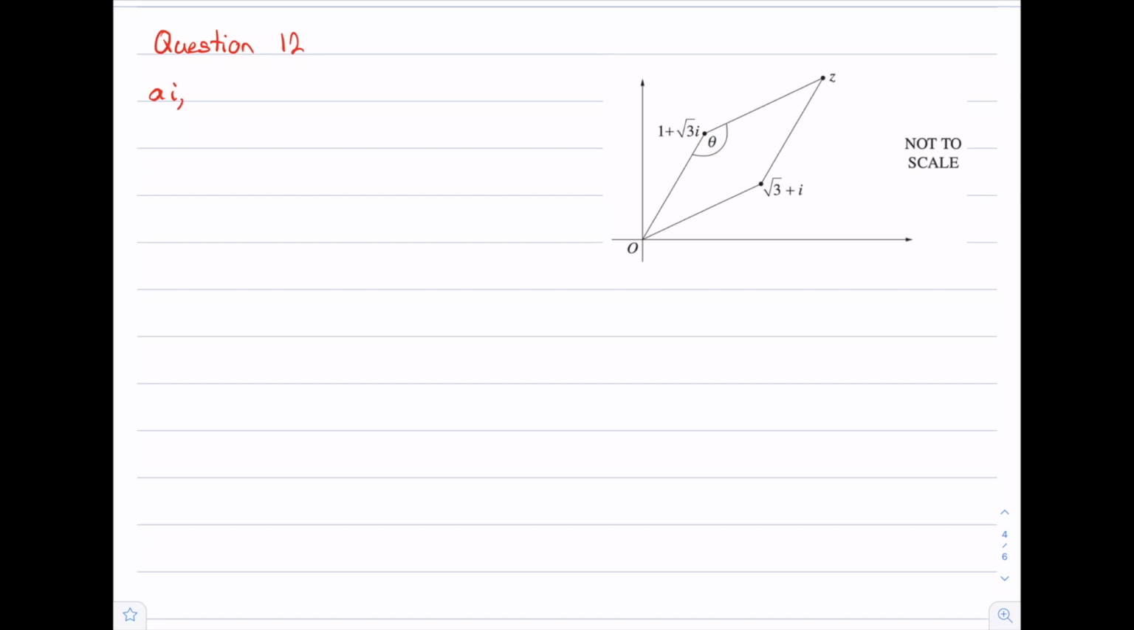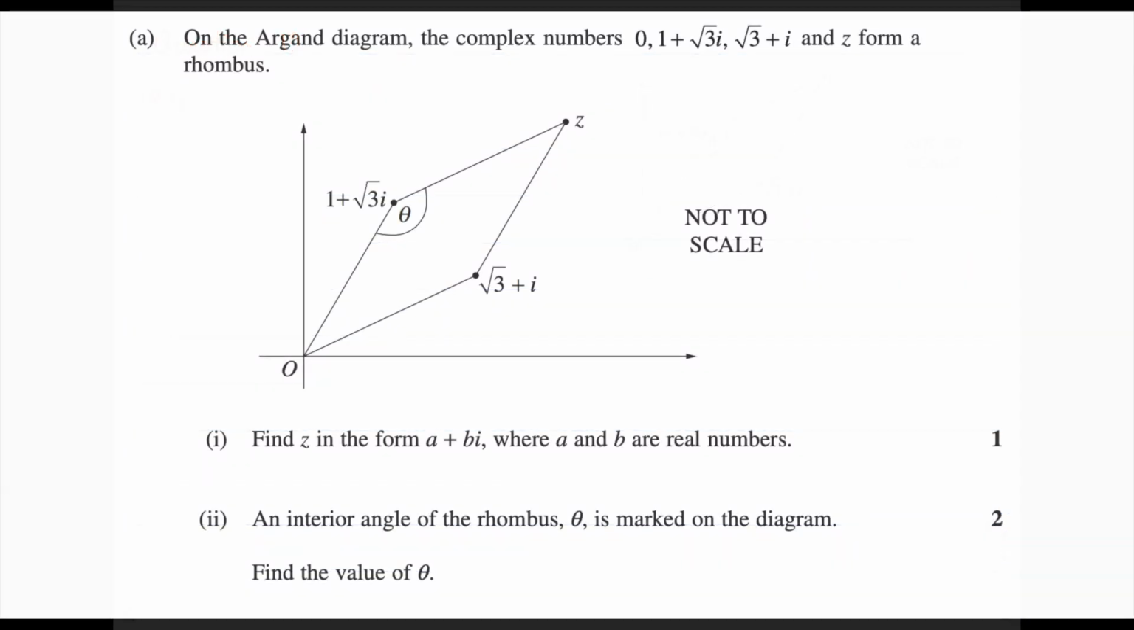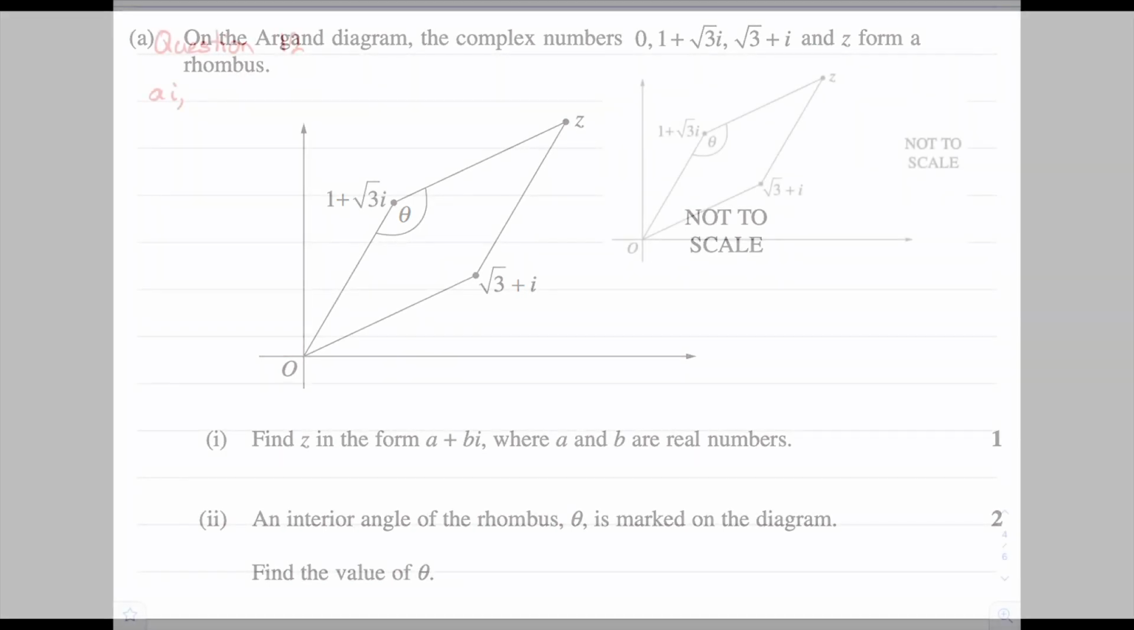In this video, we're going to go through question 12 from the NESA Sample HSC Mathematics Extension 2 exam. Question A. On the Argand diagram, the complex numbers 0, 1 plus root 3i, root 3 plus i, and z form a rhombus, and they've given us a diagram. Part 1 says find z in the form a plus bi, where a and b are real numbers.